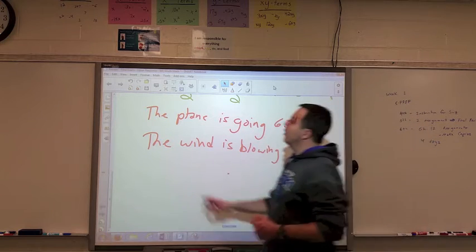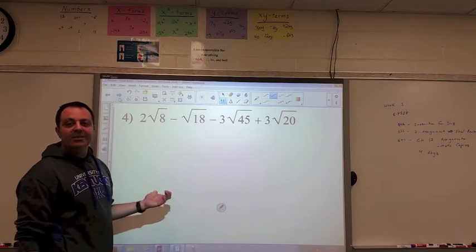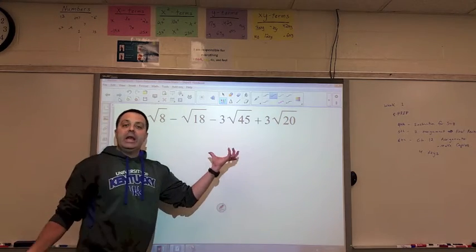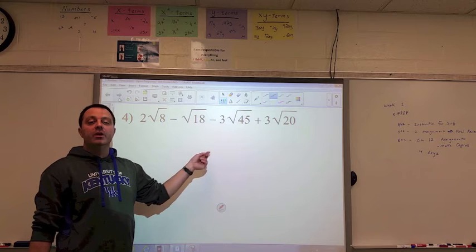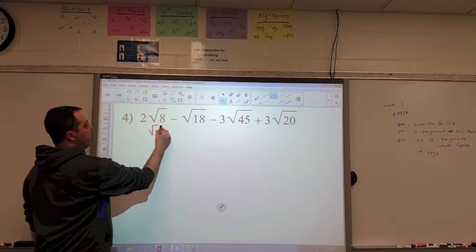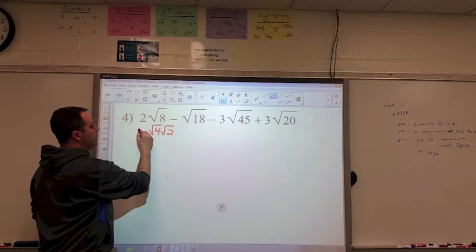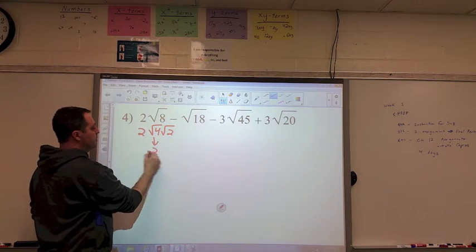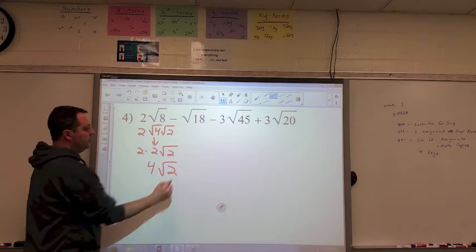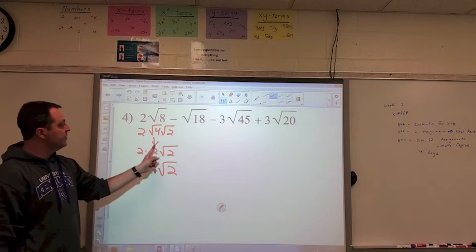Let's look at number 4. We're adding and subtracting radicals. We have to simplify each radical before we can add and subtract, because we can only combine like radicals. So we'll simplify the square root of 8 as root 4 root 2. The square root of 4 is just 2. So we have 2 times 2, or 4, times the square root of 2. That's how we would simplify this first one.